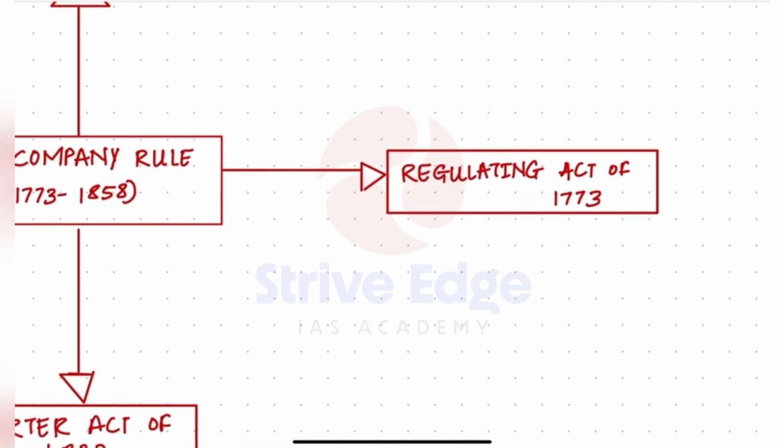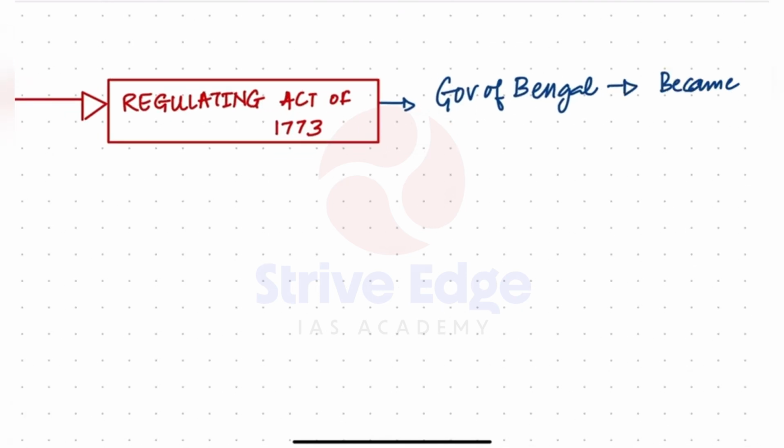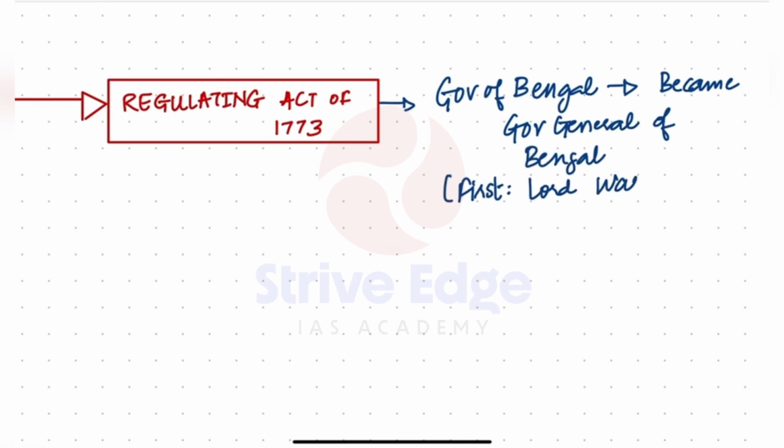The British Parliament's first attempt to regulate the East India Company came through the Regulating Act of 1773. This law set the stage for British administration in India. Here are the key legislations. The Governor of Bengal became Governor General of Bengal. First one was Lord Warren Hastings.